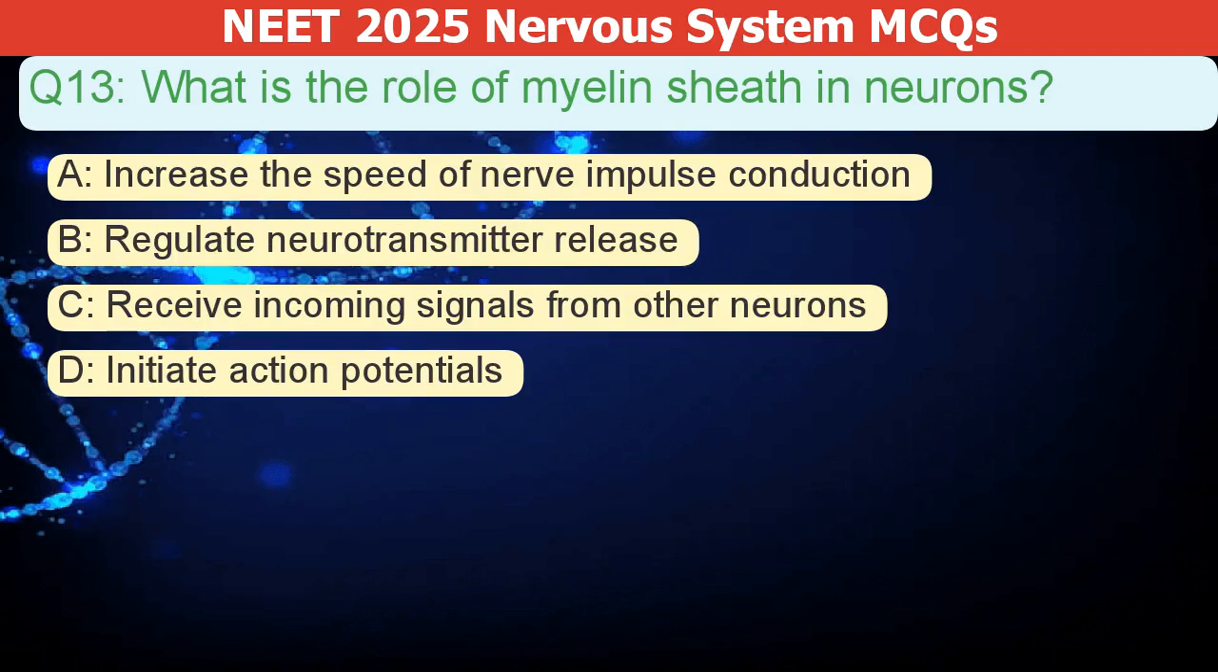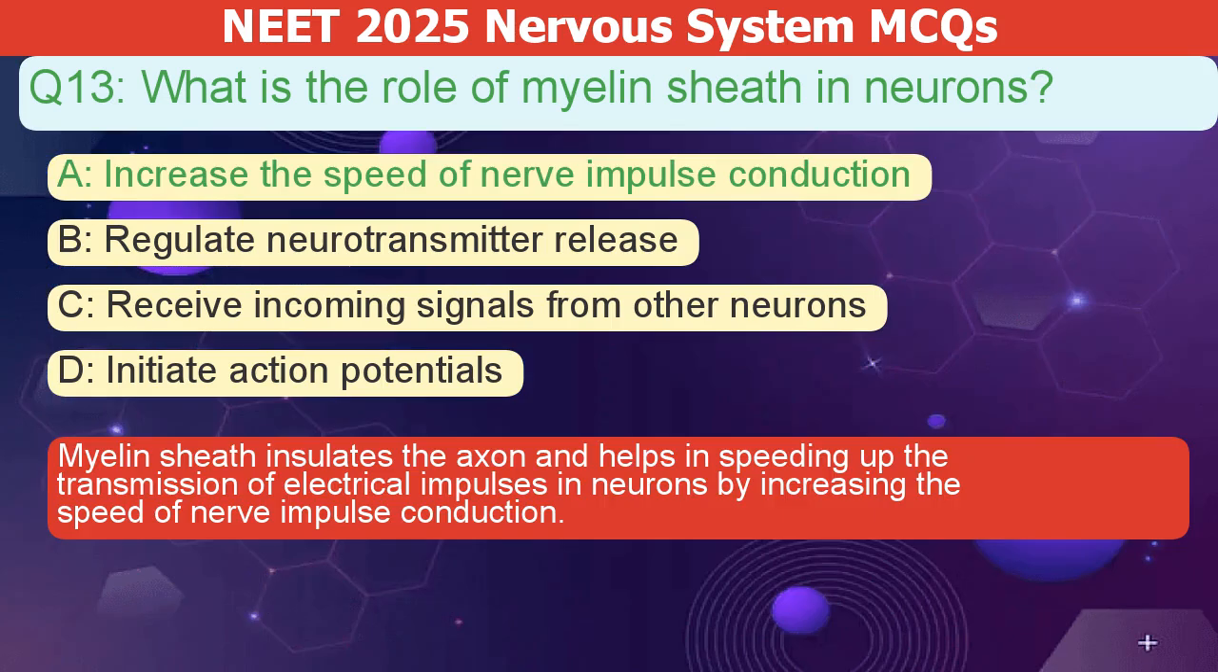What is the role of the myelin sheath in neurons? A. Increase the speed of nerve impulse conduction. B. Regulate neurotransmitter release. C. Receive incoming signals from other neurons. D. Initiate action potentials. The correct answer is A. Myelin sheath insulates the axon, helping speed up transmission of electrical impulses in neurons by increasing the speed of nerve impulse conduction.